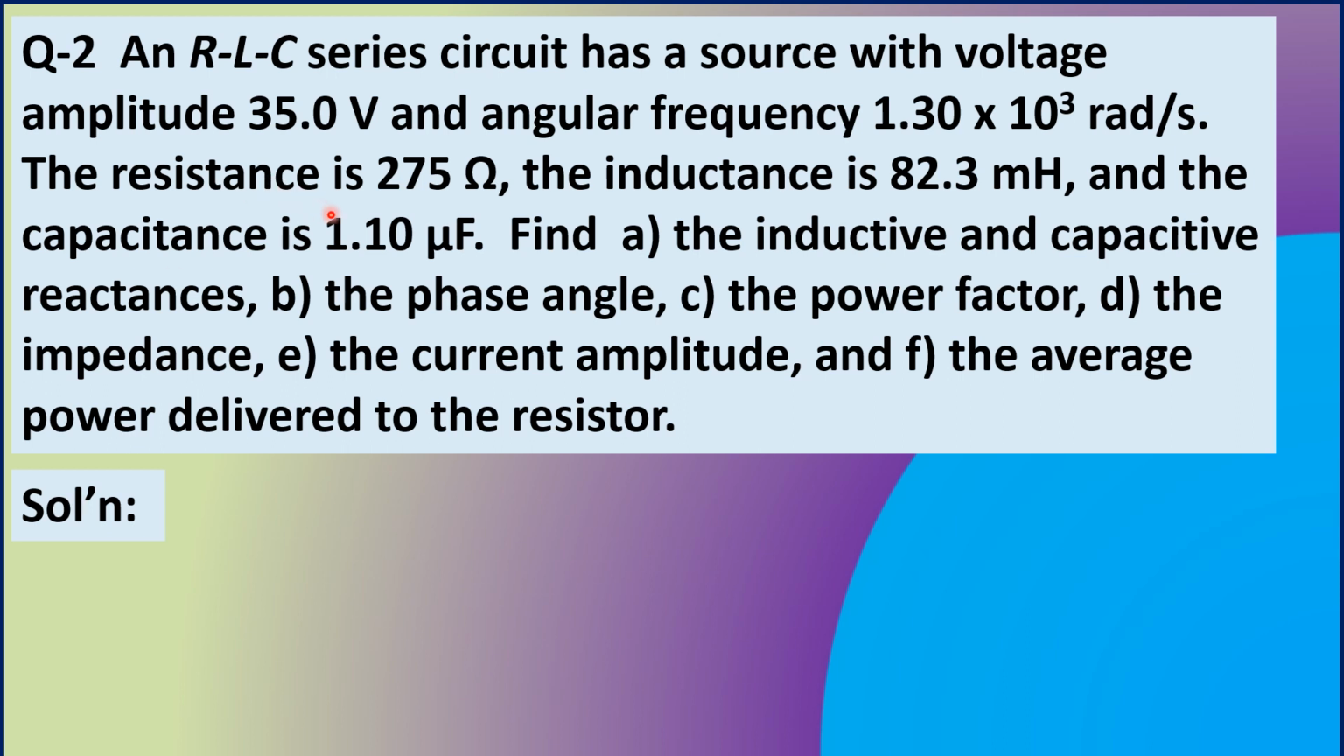Question number 2. An RLC series circuit has a source with voltage amplitude 35.0 volts and an angular frequency 1.30 times 10 to the third power radian per second. The resistance is 275 ohms. The inductance is 82.3 millihenry and the capacitance is 1.10 microfarad.